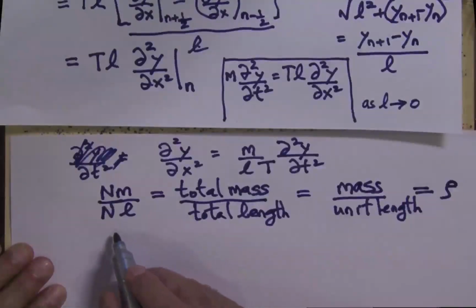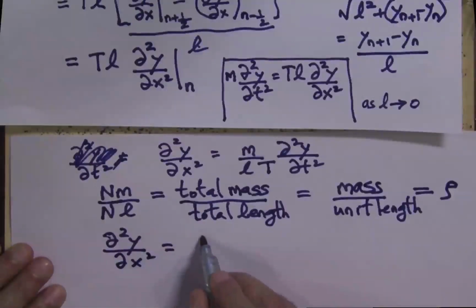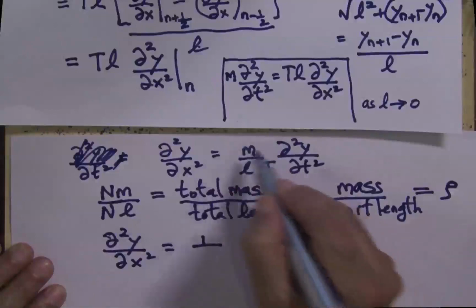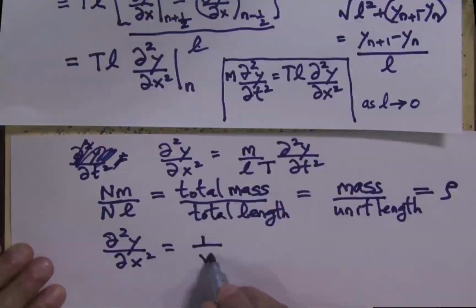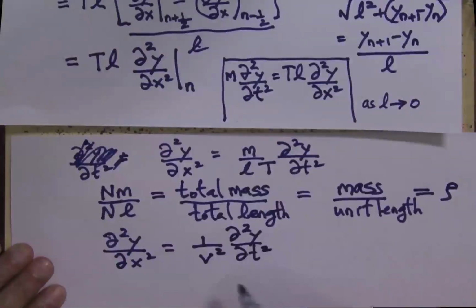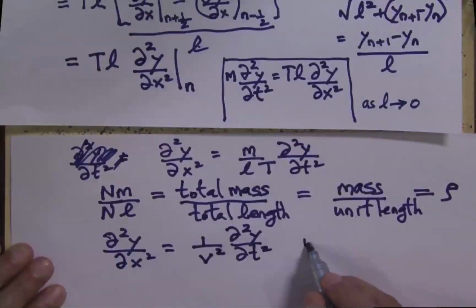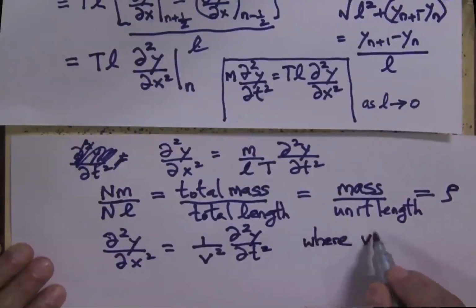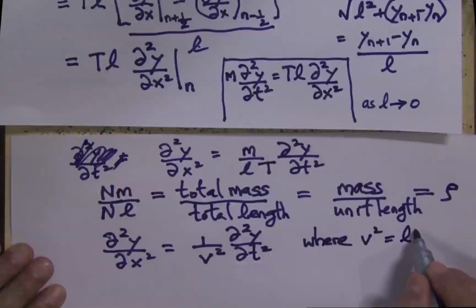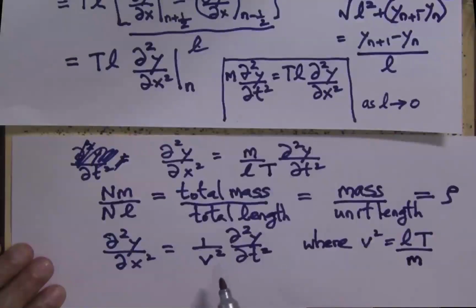And what we've got now is the equation d2y by dx squared equals, now I'm going to call this thing m over LT as v squared. So just now I've given this definition of v squared as L into T divided by M. Now that looks just like the wave equation. In fact, it is the wave equation.